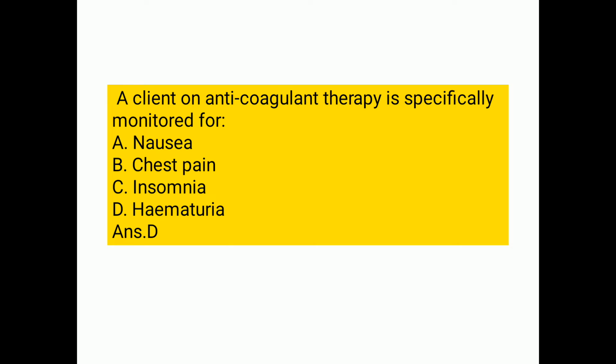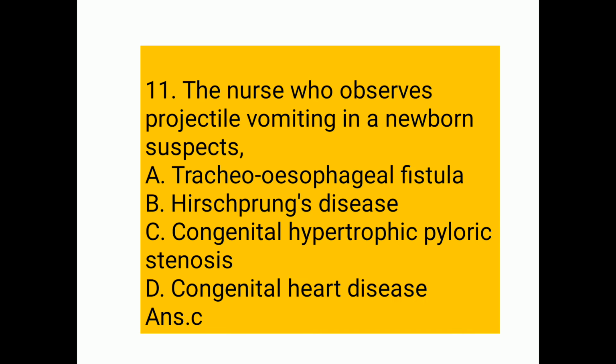Next question. A client on anticoagulant therapy is specifically monitored for. Options: nausea, chest pain, insomnia, hematuria. Correct answer is option D, hematuria.